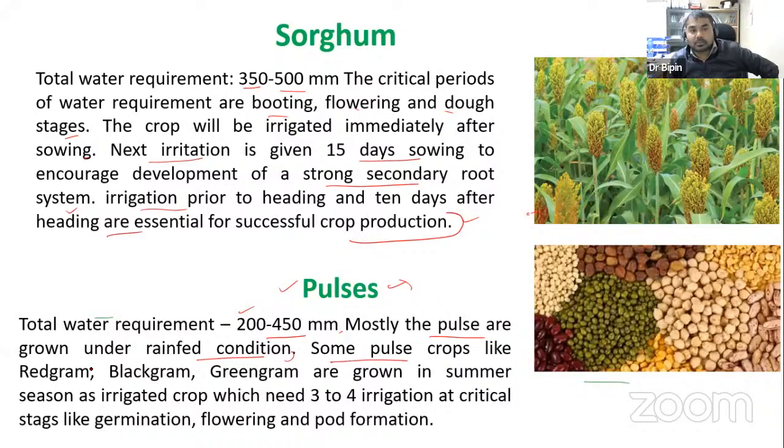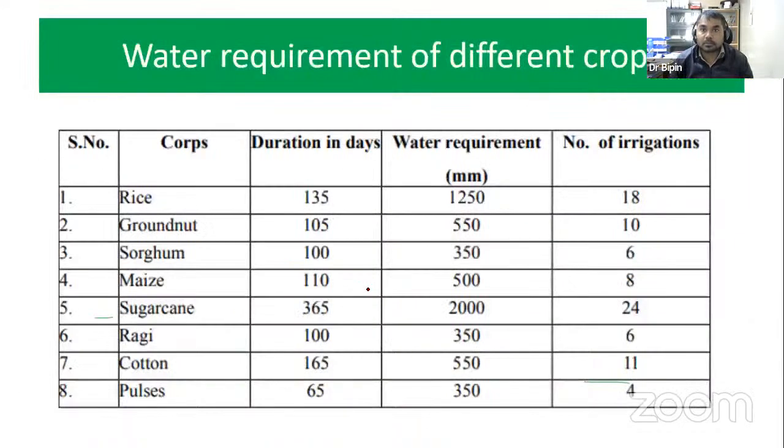And some pulse crops like red gram, black gram, green gram are grown in summer season as irrigated crop, which needs 3 to 4 irrigations at critical stages like germination, flowering, and pod development stage. Only the pulses require irrigation attention when we move for the summer sowing, like as I told you, red gram, black gram. Because at the time of the summer, the temperature peak is very high. So that's why without irrigation, it is not possible in summer.